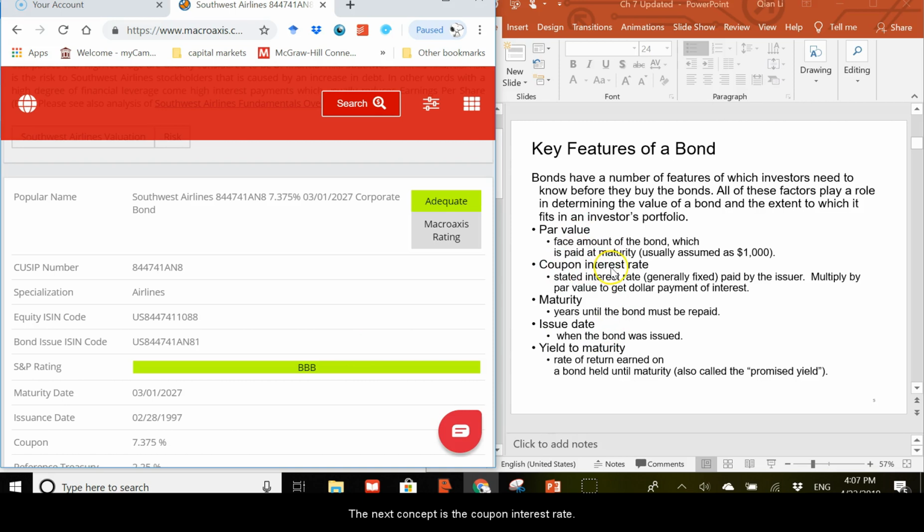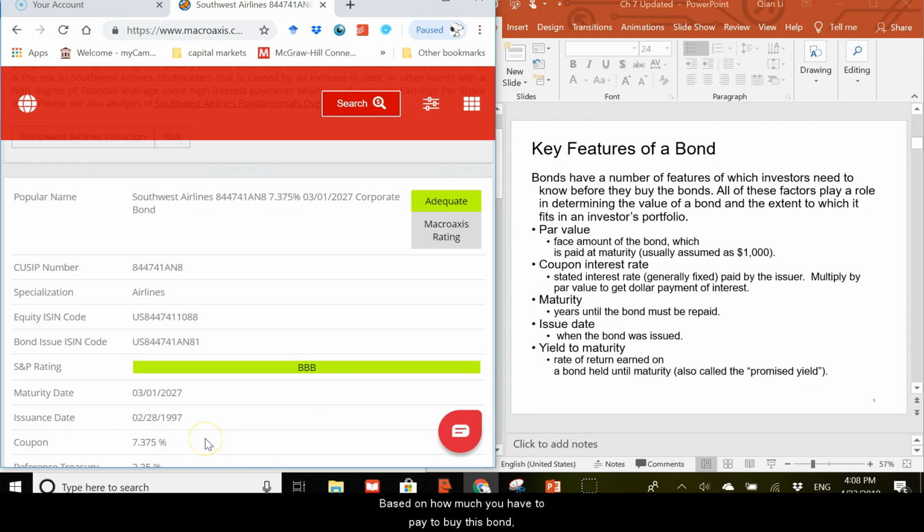The next concept is the coupon interest rate. As you see, for this bond issued by Southwest, the coupon rate is 7.375%. That is a stated interest rate paid by Southwest, the issuer. So what you want to do is to use the par value, $1,000, multiplied by 7.375%. You would get $73.75. That will be the so-called coupon payment for the whole year. So dollar payment of the interest, or say the coupon payment every year, is determined by the par value multiplied by the coupon interest rate.